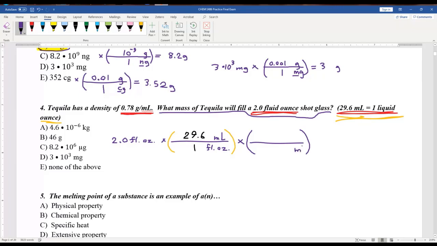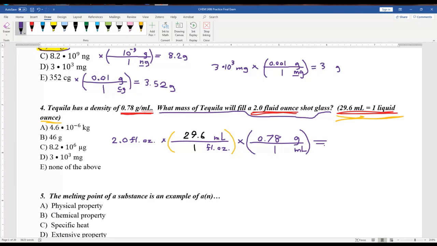Yeah, milliliters is going to go on bottom. And then what unit's going to go on top? What can I convert milliliters to? Grams. Yeah, absolutely. So milliliters to grams, and the density tells me that I have 0.78 grams per 1 milliliter. And in this case, I can go ahead and stop. This is kind of a mean question that they give you the answer in all sorts of different crazy units. But I'm just going to go ahead and calculate this here to see if this gives me something that's going to follow one of those answers.